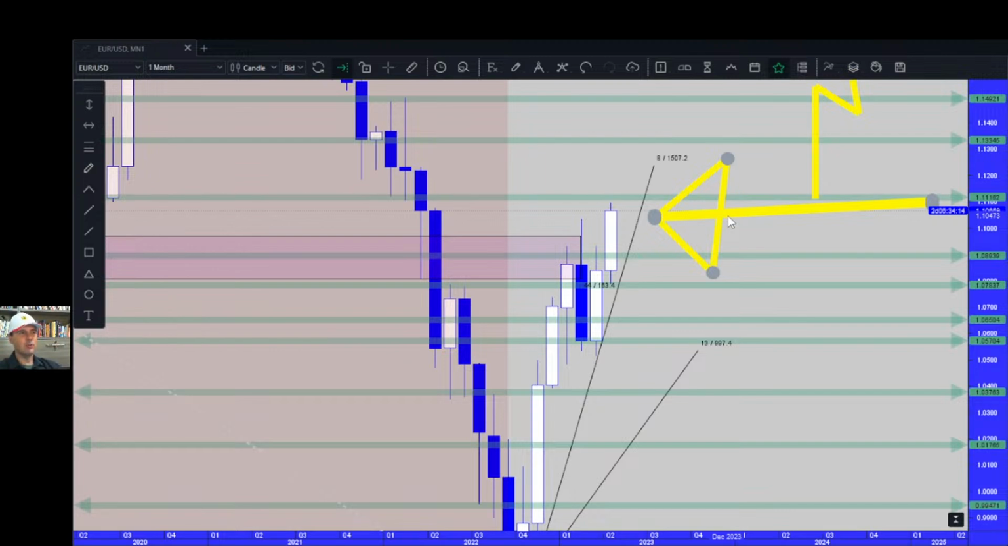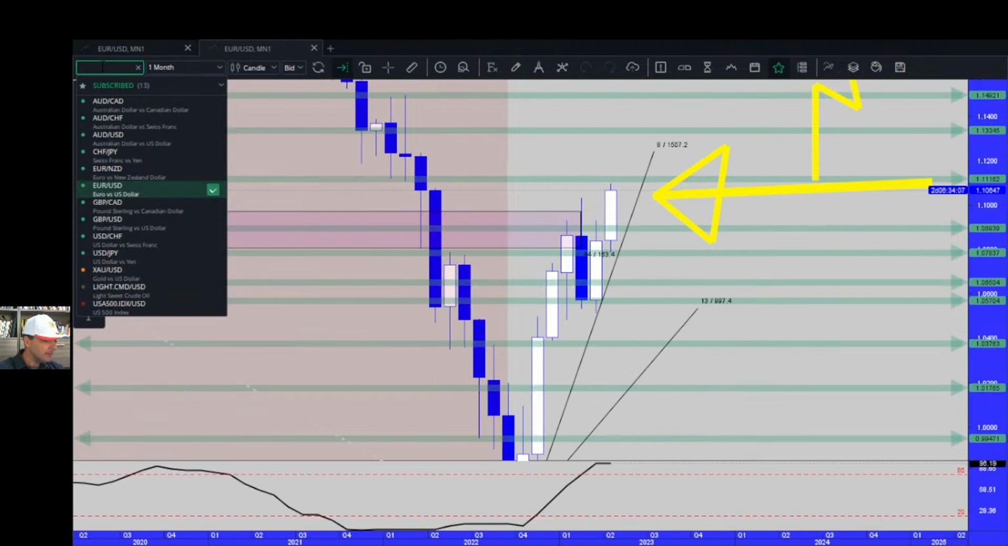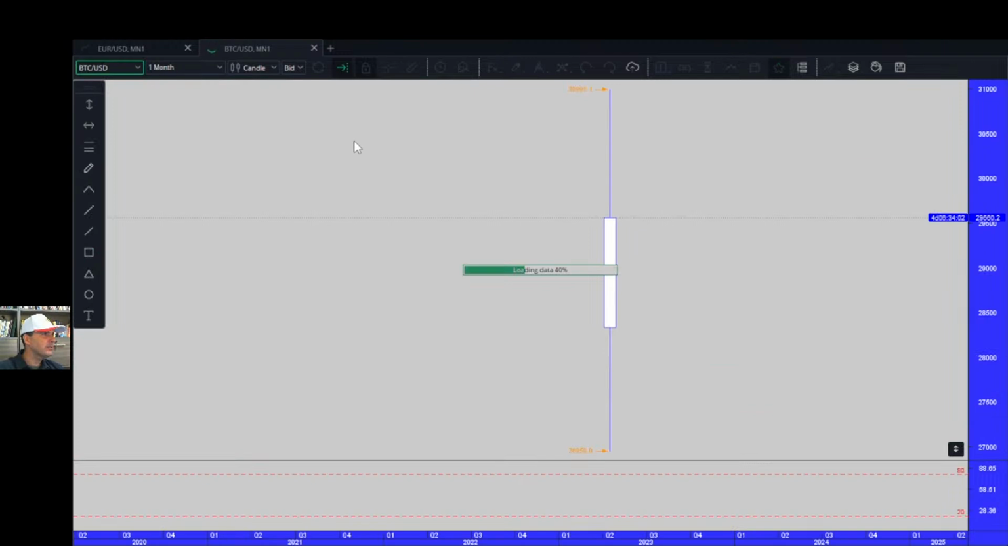Yes, when the dogs are getting crazy, something is happening with the Bitcoin, right? Clone chart, let's see. BTC, what's happening with Bitcoin?